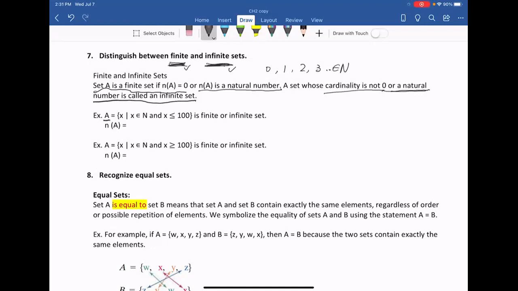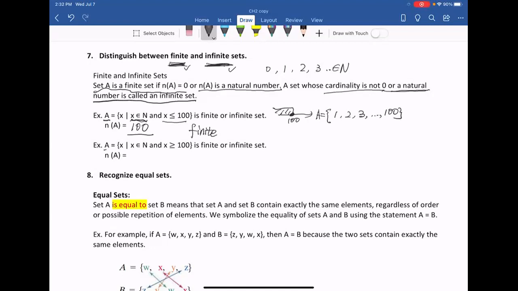The set A, let's see the condition: x is a natural number and x is less than or equal to 100. Use a number line; 100 is included. So the set A is 1, 2, 3 up to 100. The cardinal number is 100. You can count them, they can be counted. So this is finite.